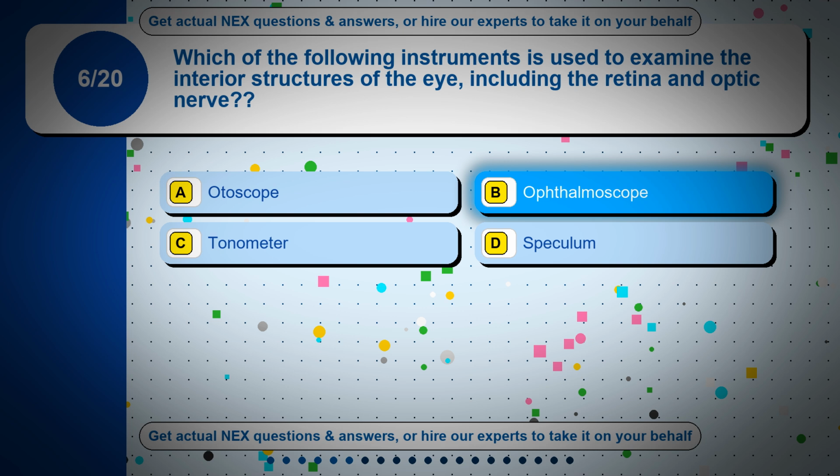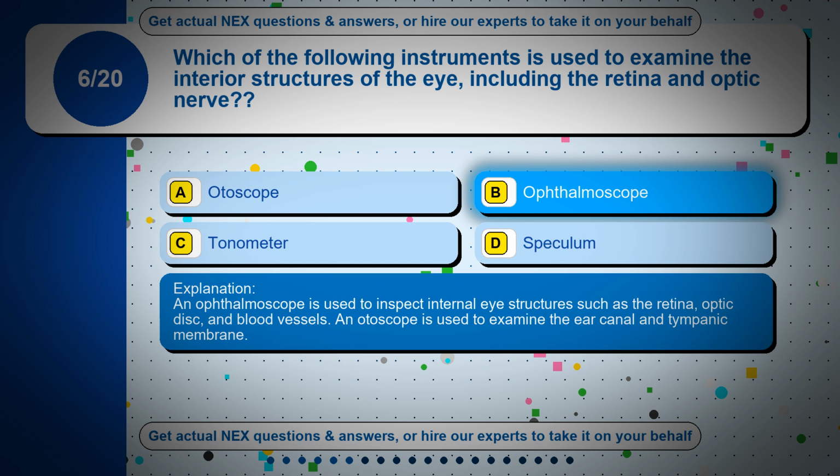Ophthalmoscope. An ophthalmoscope is used to inspect internal eye structures such as the retina, optic disc, and blood vessels. An otoscope is used to examine the ear canal and tympanic membrane.